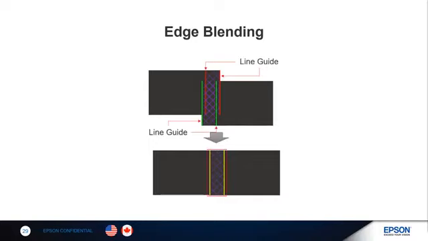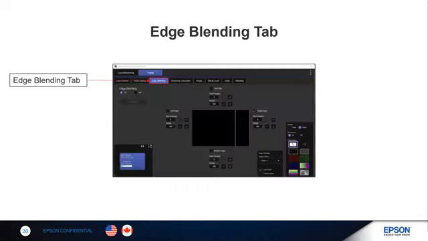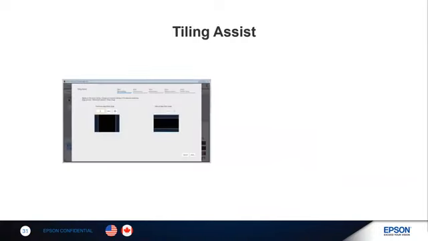And I also recommend using a black test pattern just so that everything shows up and it's easy to see. So when that's done, we go to edge blending, we hit the tiling assist, and then it starts producing these test patterns, and then the camera's going to pick that up and relay that information back to the software to build our edge blended image.